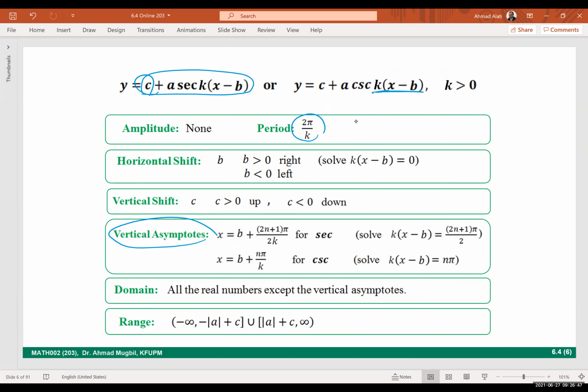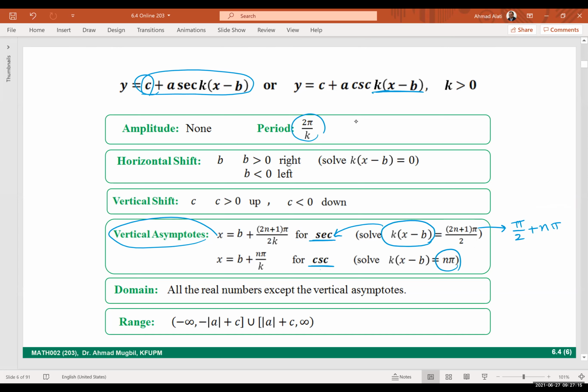The vertical asymptote. Now, how to find the vertical asymptote for secant and for cosecant? For secant, you will put what is inside equal to the zeros of cosine. I prefer to write it this way. They are the same, but this one is much easier for you. So use this instead of 2n plus 1 over pi. And for cosecant, you use the zeros of sine.